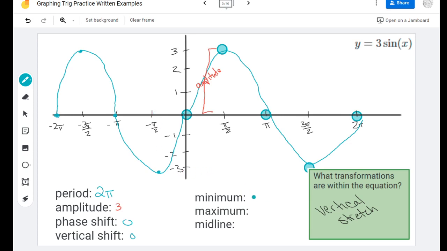We have a minimum at -3, that's where the bottom of the graph is, and a maximum of 3. And then our midline is where this kind of Orion's belt kind of thing is at. I look at the vertical shift to determine my midline. So our midline here is at y = 0. And remember, you have to write that as an equation because lines are described with equations, not just numbers.